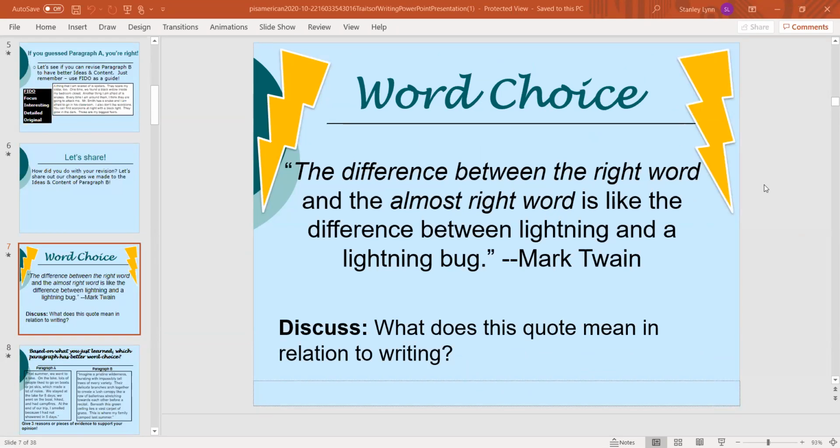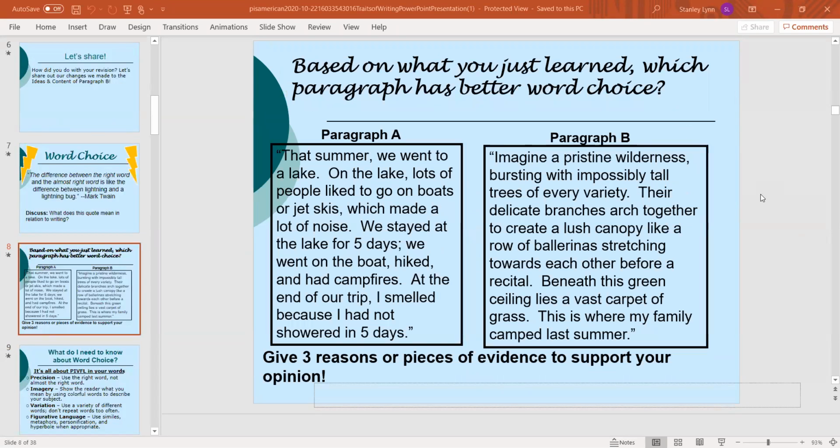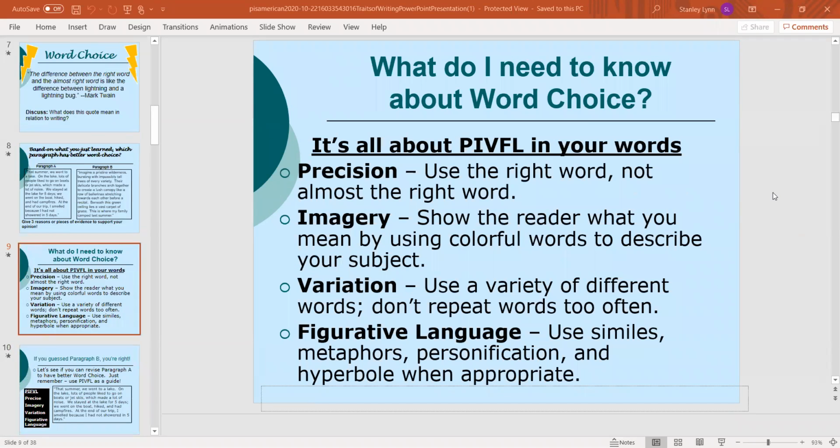Word choice. The difference between the right word and the almost right word is like the difference between lightning and a lightning bug. This is a quote from Mark Twain. What does this quote mean in relation to writing? Again, after this, you have 2 paragraphs to read and give 3 reasons or pieces of evidence to support your answer. What do I need to know about word choice?